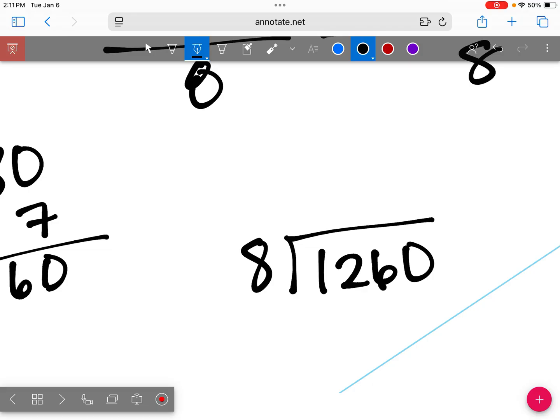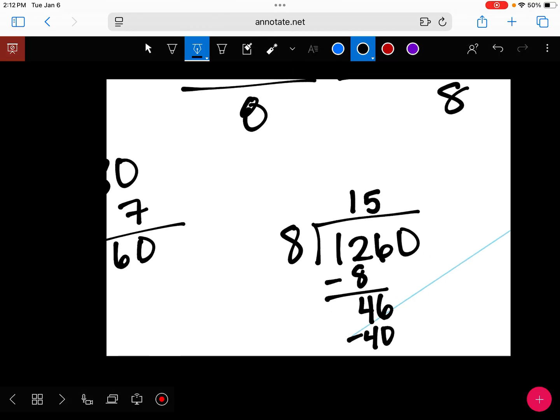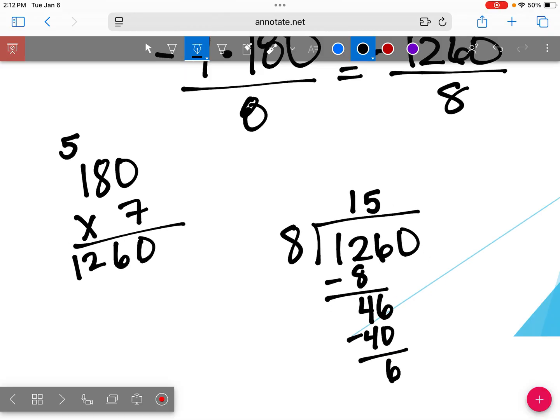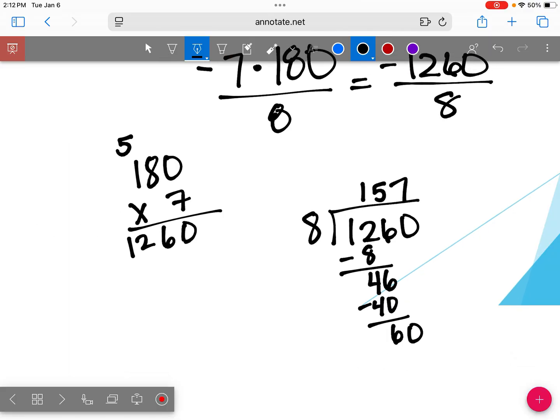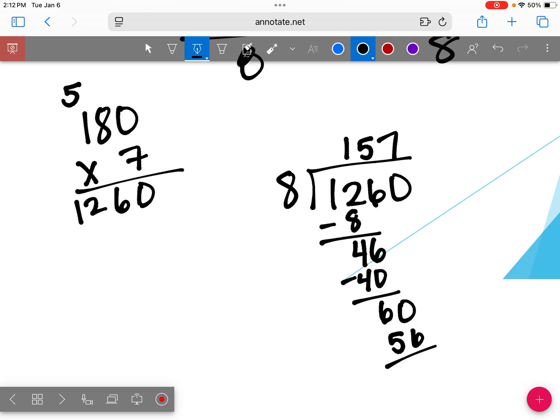All right, 8 goes into 12 one time. I'm going to subtract the 8. 12 minus 8 is 4. Carry down the 6. How many times does 8 go into 46? 5 times. So we're going to put a 5 here. Subtract the 40. How many times does 8 go into 60? 8 times 7 is 56. Okay, we got a remainder.